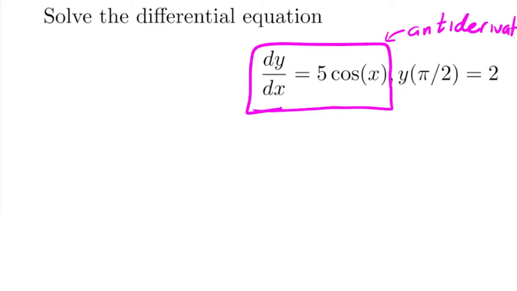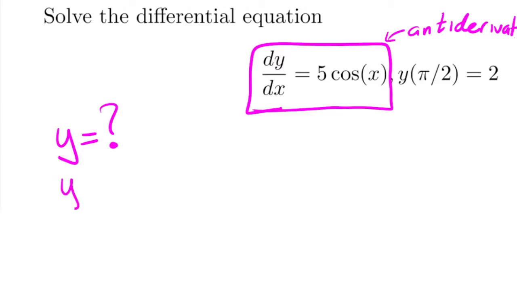Because basically what this is saying, if you were to translate this into English, is: what's the function y equal to, so that its derivative is equal to 5 cosine of x? So it's asking you to just work backwards, and what's that function?